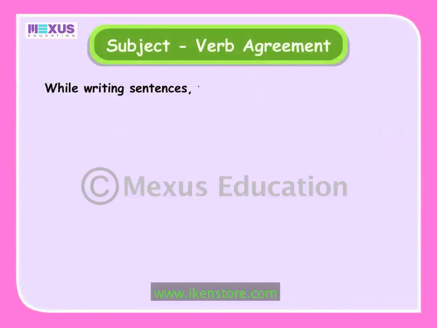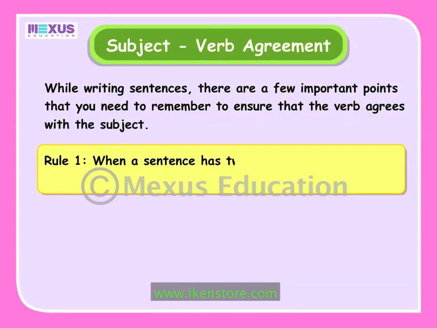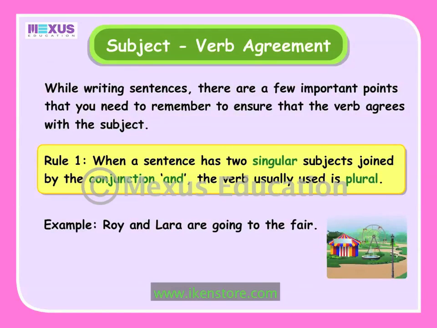While writing sentences, there are a few important points that you need to remember to ensure that the verb agrees with the subject. When a sentence has two singular subjects joined by the conjunction and, the verb usually used is plural. For example, Roy and Lara are going to the fair. Roy and Lara are both singular subjects. The conjunction and has been used to join them. So, the verb used here, are going, is plural.